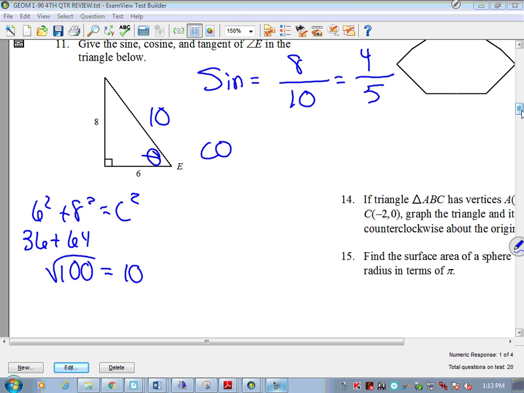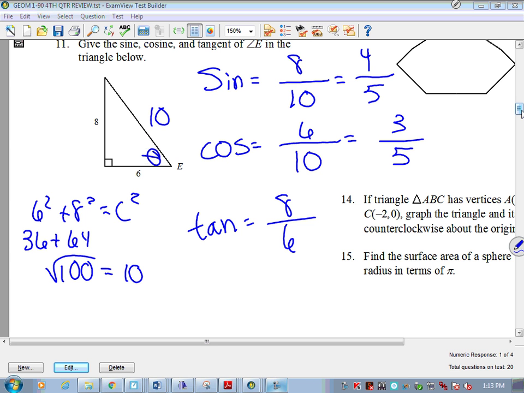4/5. All right. Cosine is what over what? What is adjacent in this case? What is hypotenuse? 10. What does that reduce to? 3/5. All right. Tangent. Opposite over adjacent. Sine over cosine. Yes, that is true. You could do 4/5 over 3/5 and then multiply by the reciprocal and get those answers. You'd wind up with 20 over 15 and reduce. It's a little bit easier than that because we're just going to do 8 over 6, which is 4/3.